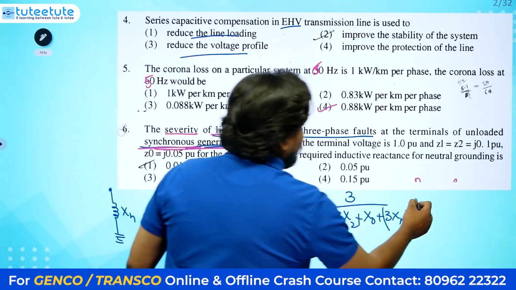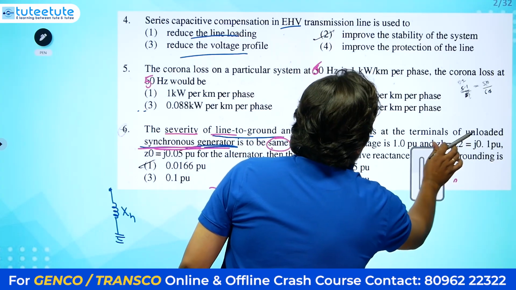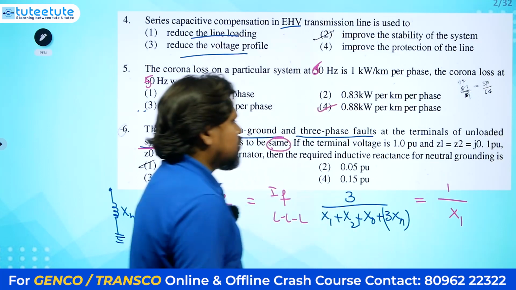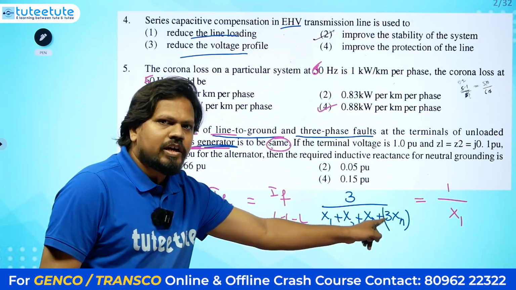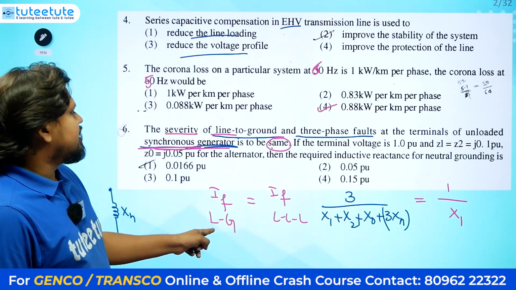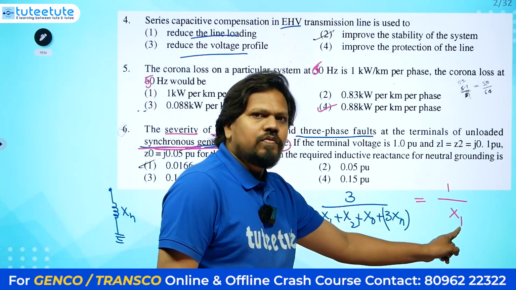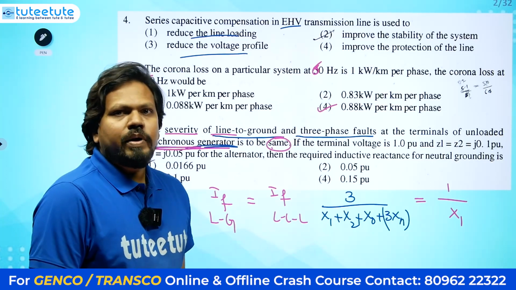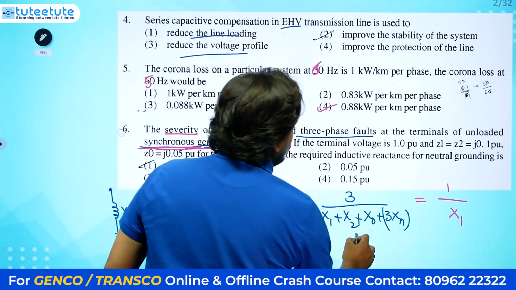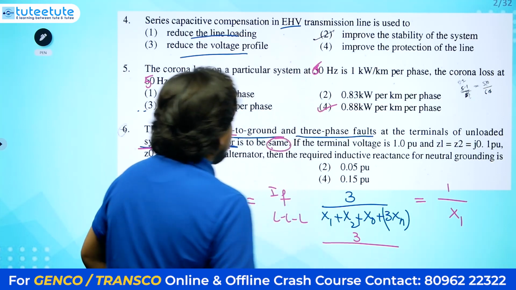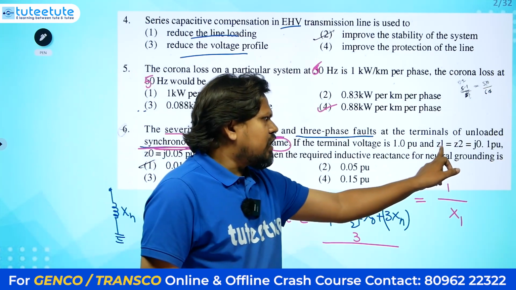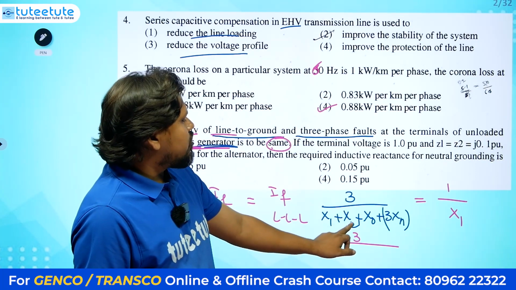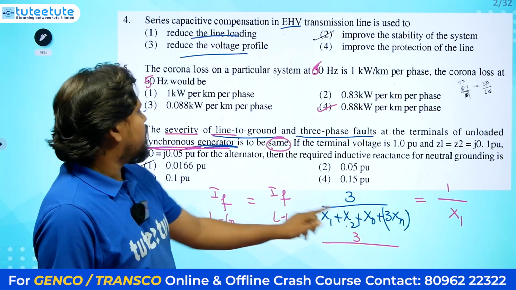So they have mentioned the fault current in this case is 1 divided by x1. This is the fault current formula in per unit for the LG fault. This is the fault current formula for the triple L fault in per unit. Anyway, you have to substitute all these values. The x1 value or z1 value is 0.1 per unit. This is also 0.1, and this is 0.05 per unit.